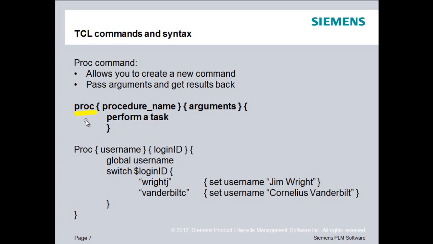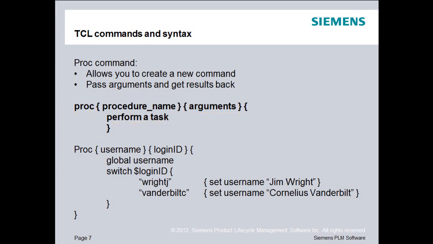First the keyword proc, followed by the procedure name. You can pass arguments to it if you wish, or you don't have to. Then the procedure will perform a task and then pass the results back, or just return control back to the code that originally called it.